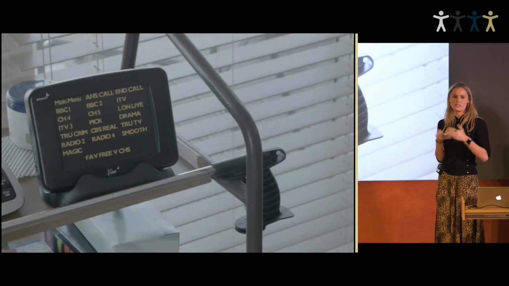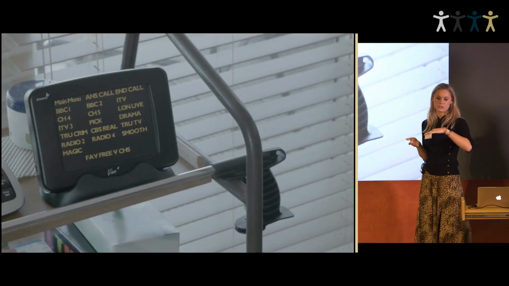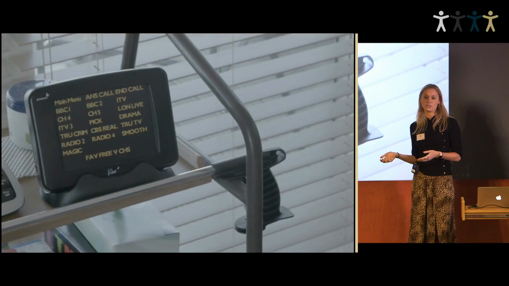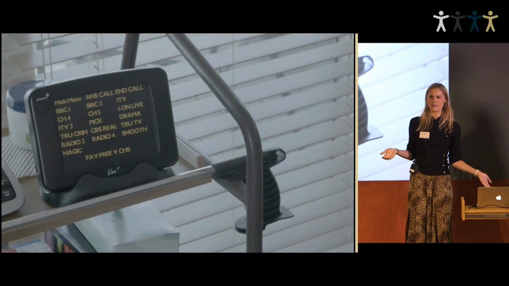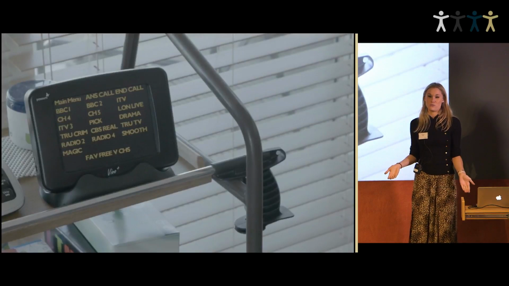Equally, if she wanted to have something on the TV, what would usually happen is a carer would put the channel on that she wanted to watch, but then she would just have to stay watching that until the carers came back, because the effort of trying to change the channel was just too much.